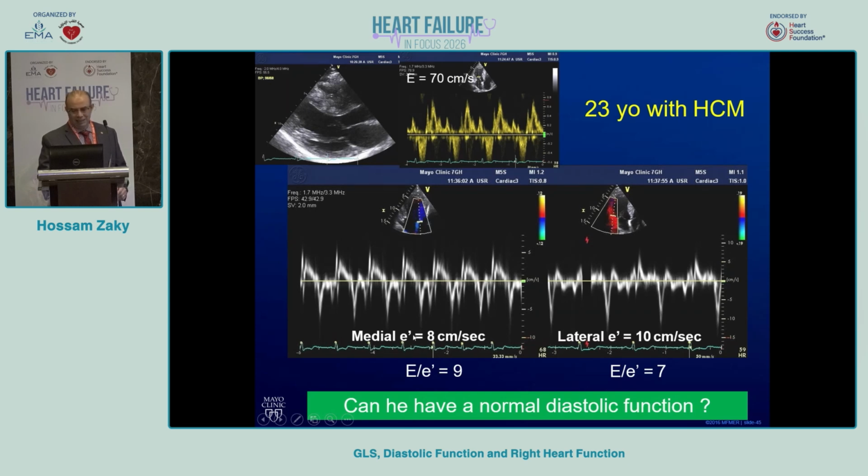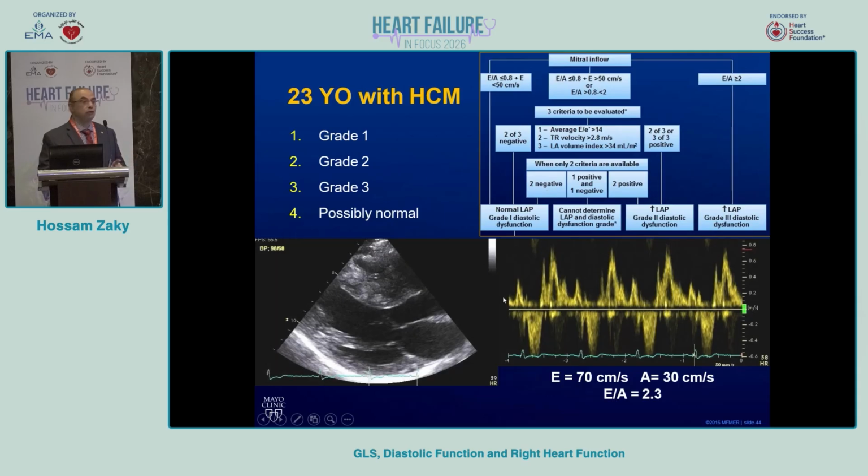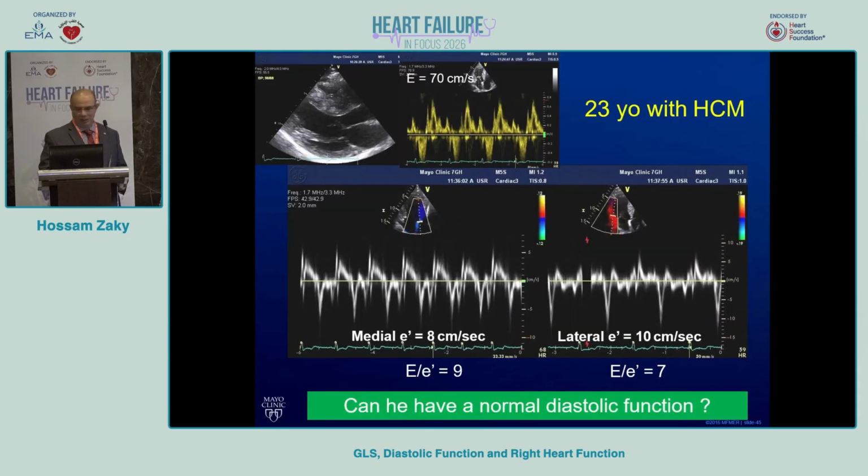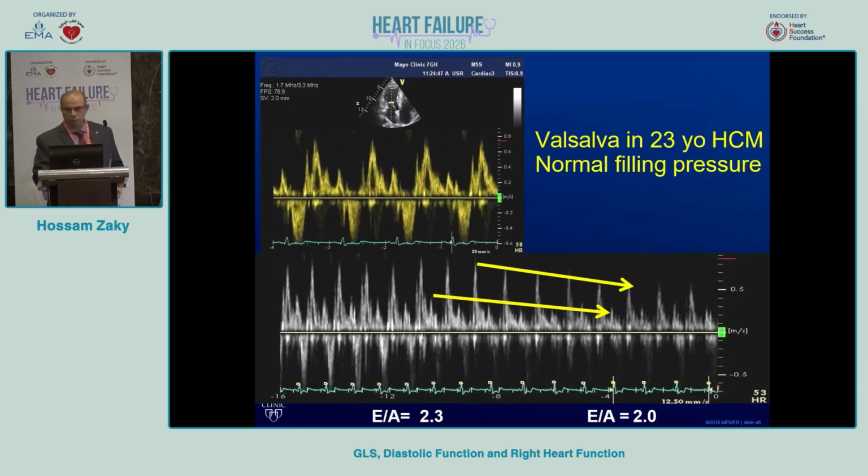We can see the medial E prime is 8, the lateral is 10. So the E/E prime ratio is 9, and the other E/E prime ratio is 7. And we said earlier that in a good systolic function, the EA ratio should not be the first one, it should be the E velocity, E prime velocity. So in this case, his filling pressure is normal. Also, when you do the Valsalva maneuver, you find that the EA ratio, which was just abnormal, more or less proves that it is a normal filling pressure.